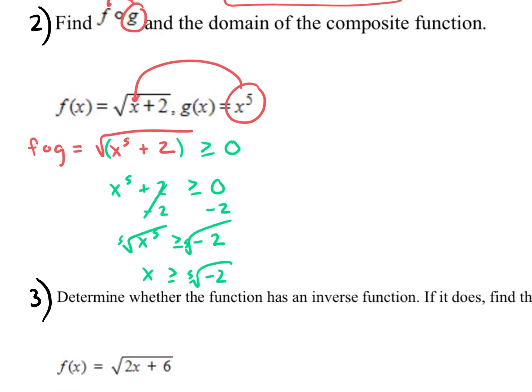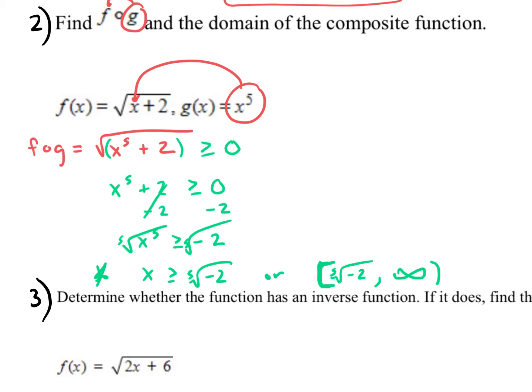So you could see your answer like this because remember it's multiple choice, or you could see it in interval notation. So x has to be greater than this. So it would be the 5th root of negative 2 to infinity. And it's including, so this would be a bracket.